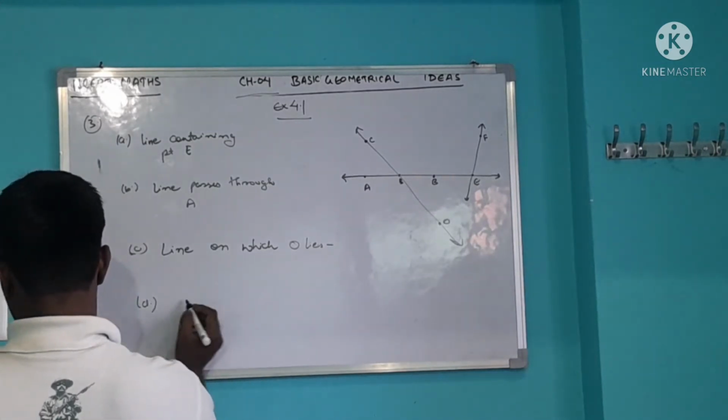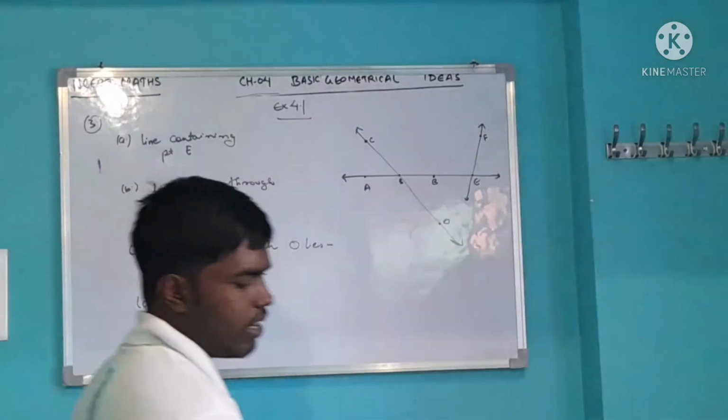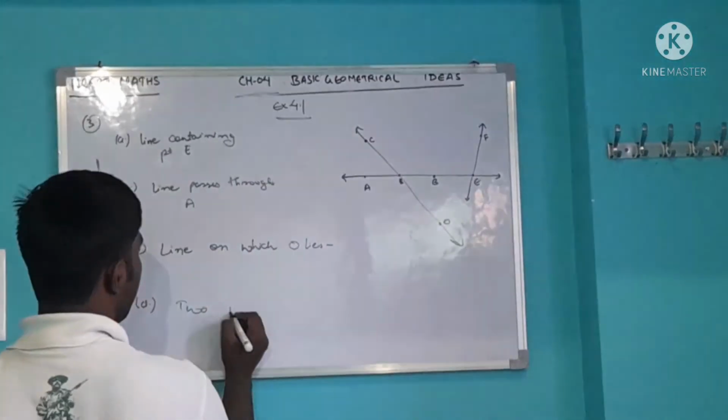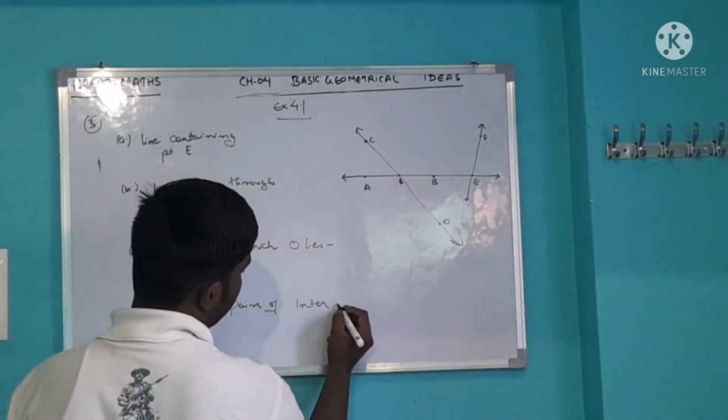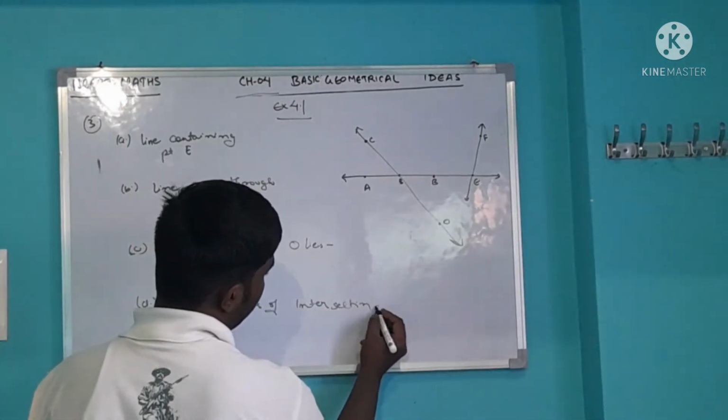D part we have 2 pairs of intersecting lines.